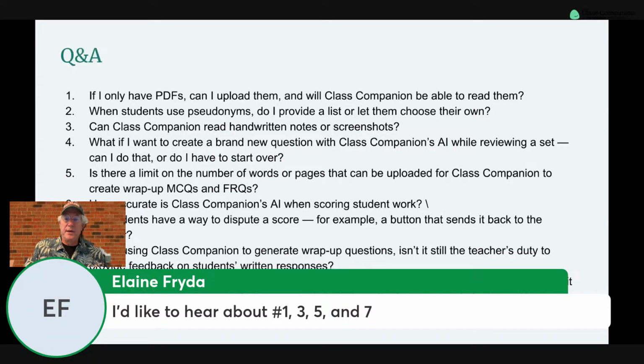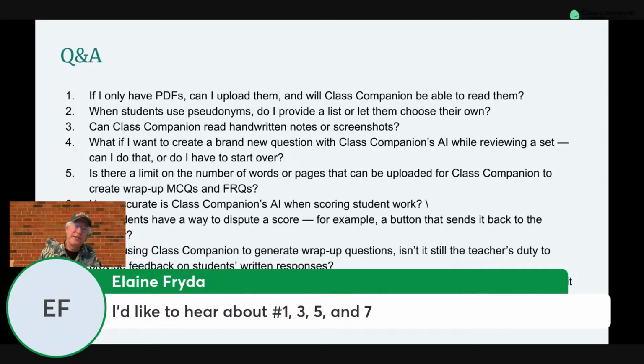So let's see, question number 5. Let's take a look here. How accurate is Class Companion's AI when scoring student work? Well, when we're talking about the MCQs, I don't ever find a problem. So I would say it's 100%. Having tried it over and over again, it's 100%. When it comes to the SAQs, I would also say it's pretty spot on. Many times it depends on the rubric, but it's spot on.